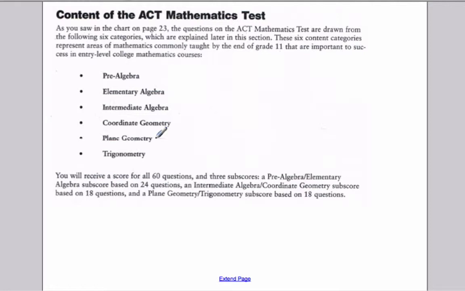You will receive a score for all 60 questions and 3 subscores: a pre-algebra elementary algebra subscore based on 24 questions, an intermediate algebra coordinate geometry subscore based on 18 questions, and a plane geometry trigonometry subscore based on 18 questions. A couple of key features to remember when you're taking the ACT exam.